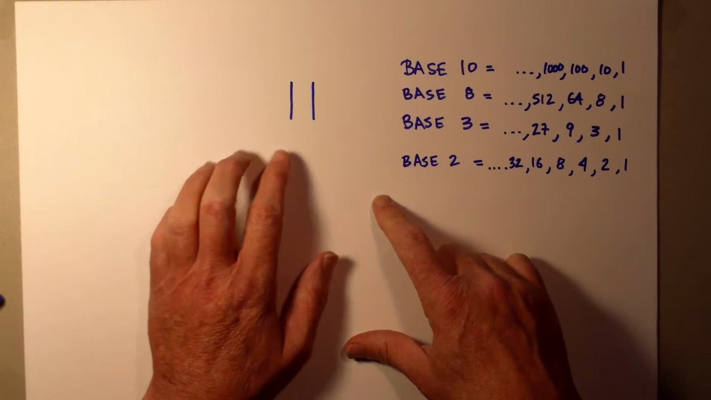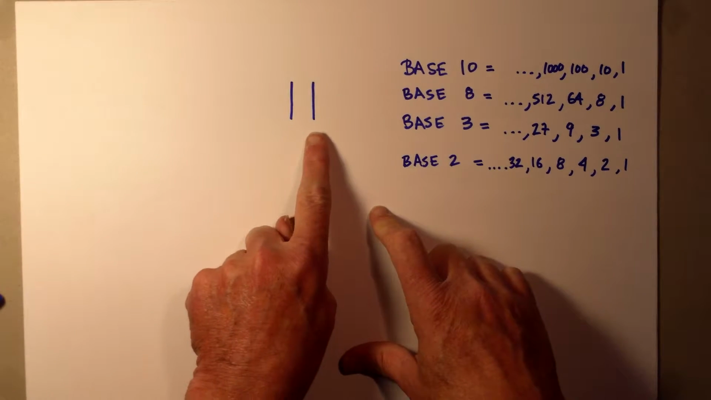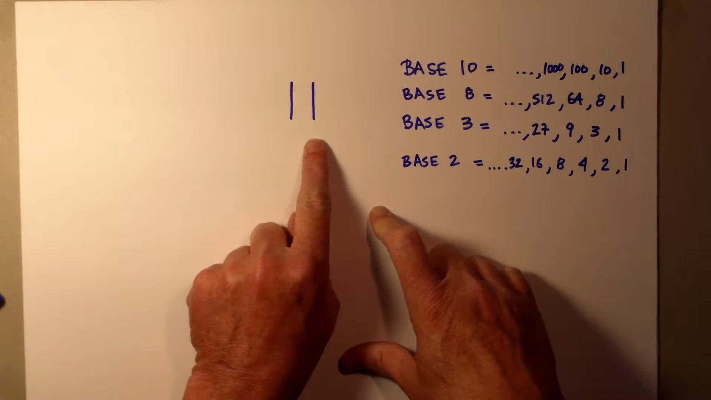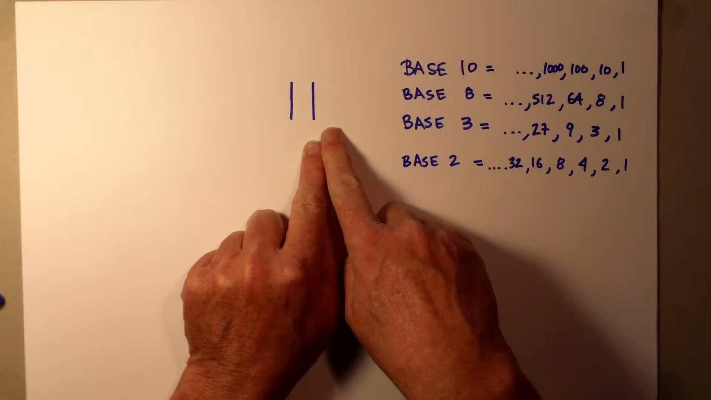Let's look at why. Again, I'm more interested in base 2, but all these work the same way. The rightmost digit always represents the number of ones we have. So this tells us at all times that we have 1 one. Okay?